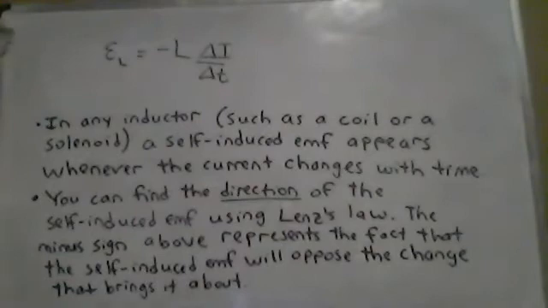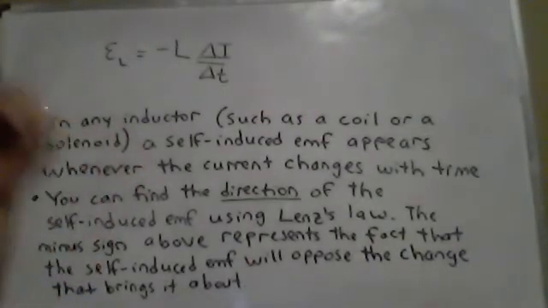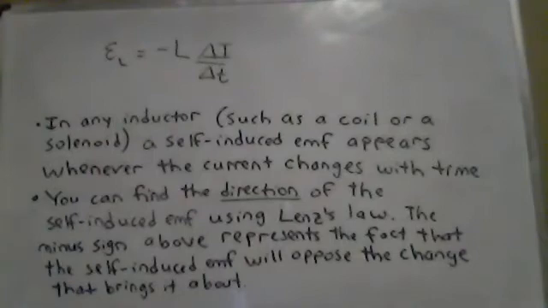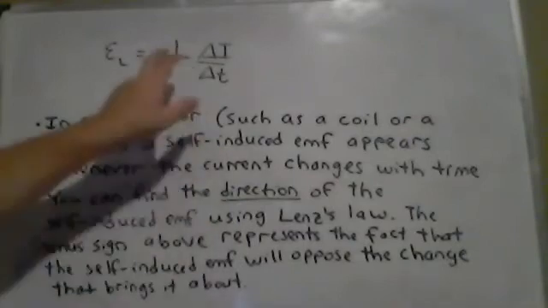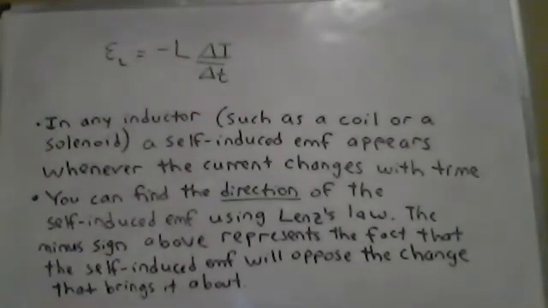Okay, so again, in any inductor, a coil or a solenoid, a self-induced EMF appears whenever the current changes with time. I drew a little circle at the bottom of the arrow that represents the EMF, because that circle is just nomenclature that says it's time varying. Then you can find the direction of the self-induced EMF using Lenz's law. The minus sign here states that the self-induced EMF will oppose the change that brings it about. Again, it's because of Lenz's law. Lenz's law is the law of opposition. It wants to oppose any change.